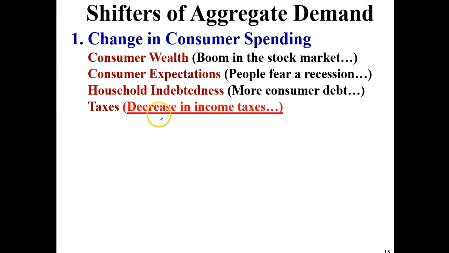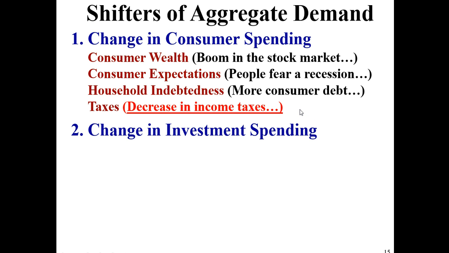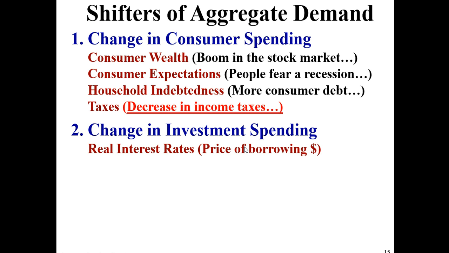And so this one, you'll need to know what happens when there's a decrease in income taxes and how that might affect consumer spending. And as you can imagine, that one would have a positive effect on consumer spending. A decrease in income taxes puts more money in the pockets of consumers, more of their own money, and therefore consumer spending is likely to increase, which is going to shift that aggregate demand curve to the right for an increase. Changes in investment spending, again, this is the I portion of that equation.